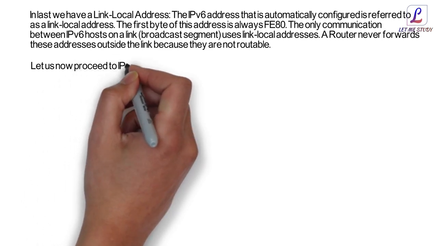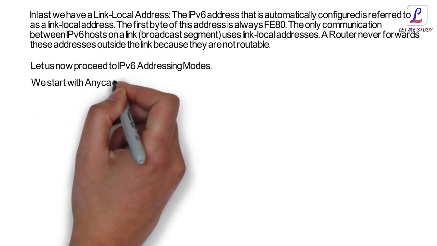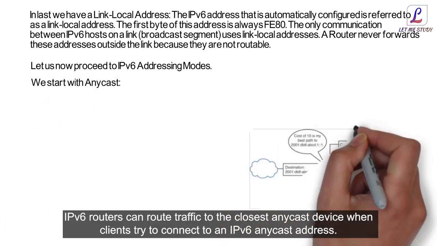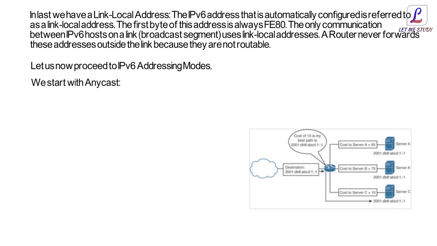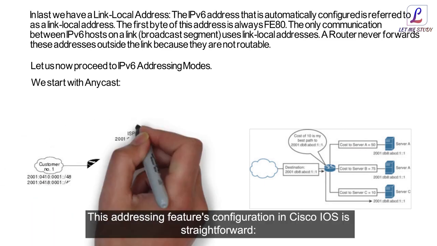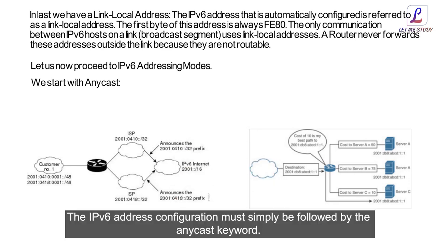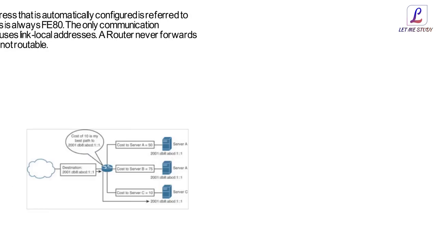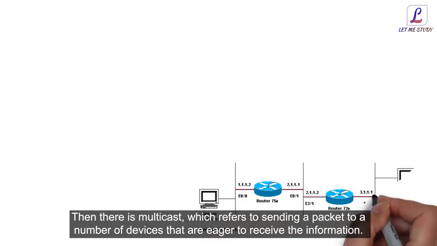Let's now proceed to IPv6 addressing modes. We start with anycast. IPv6 routers can route traffic to the closest anycast device when clients try to connect to an IPv6 anycast address. This addressing feature's configuration in Cisco IOS is straightforward. The IPv6 address configuration must simply be followed by the anycast keyword. Then there is multicast, which refers to sending a packet to a number of devices that are eager to receive the information.